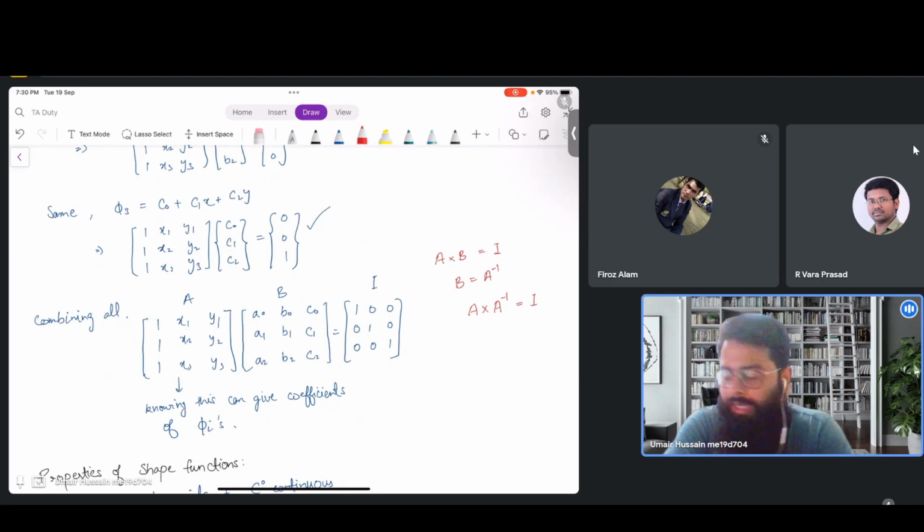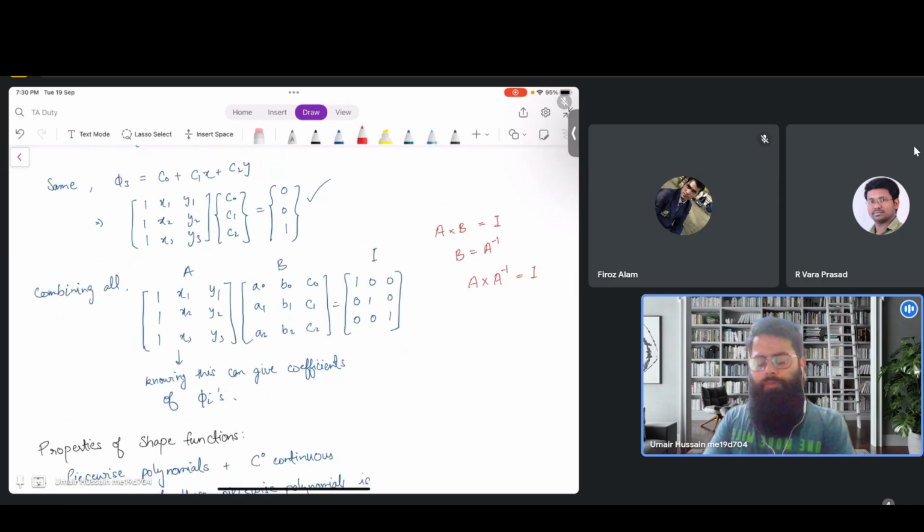And getting A is not a complicated task. You know the coordinates of the nodes of the triangle or the element, so you can get this A matrix, right? And then you just have to get the inverse of it. The elements of the inverse of A would give you the coefficients of the approximation functions. So that's how you can use this coordinate data to get the approximation function for any triangular element.